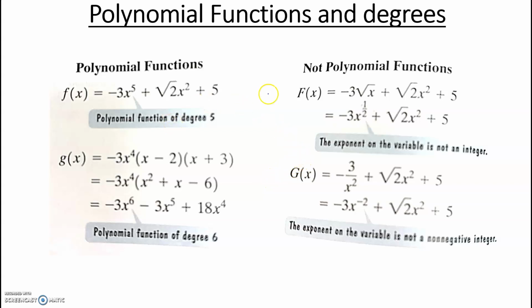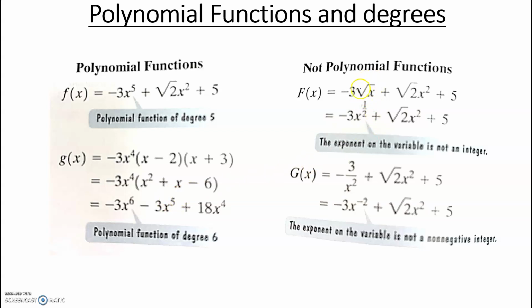So determining whether or not it's a polynomial function, you basically want to look at a couple things. Notice these are all whole number degrees, right? x squared, x to the fifth. So we've got a polynomial function with a degree of 5. Again here, even if you distribute all of this, it's still all those whole number exponents.